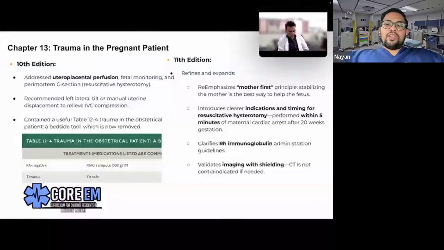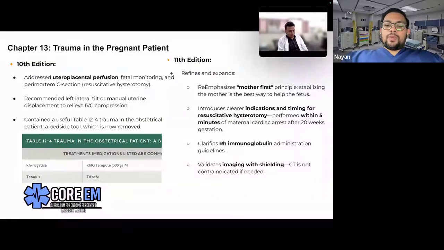So it is re-emphasizing the same mother-first principle. Stabilizing the mother helps the fetus. So there is a clear indication for timing. In the 10th edition also, it was given as 4 to 5 minutes of time for resuscitative hysterectomy. It's the same, but here they're saying 5 minutes.